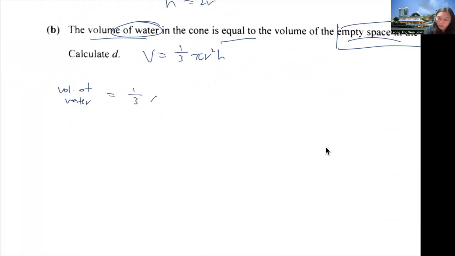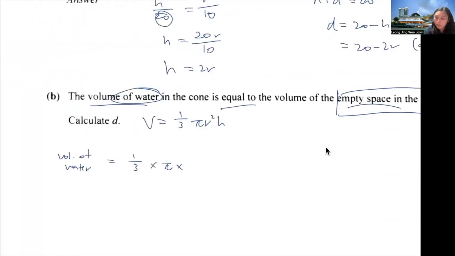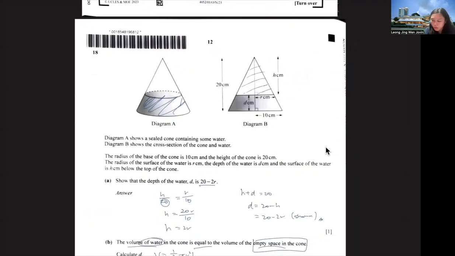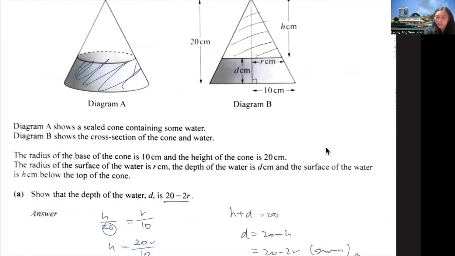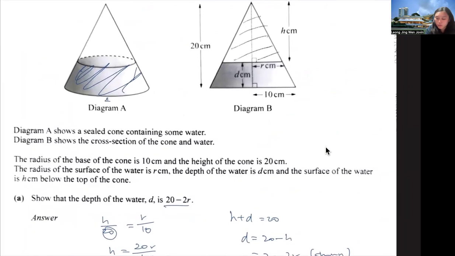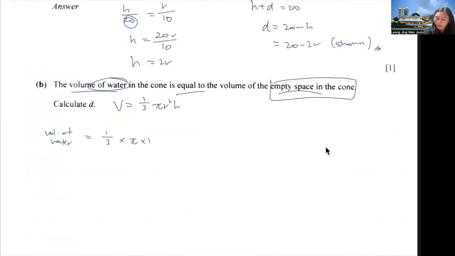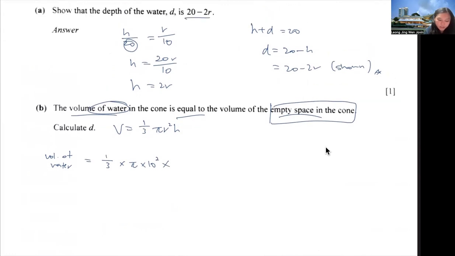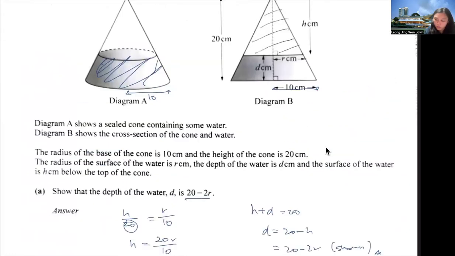So 1/3 multiplied by pi multiplied by r squared h. So what is r squared? A and b, they are the same thing, right? So from here to here, this is my r, and it's also 10. Because here to here is 10, here to here will also be 10, right? So the radius is 10 squared, multiplied by the height, volume of water.